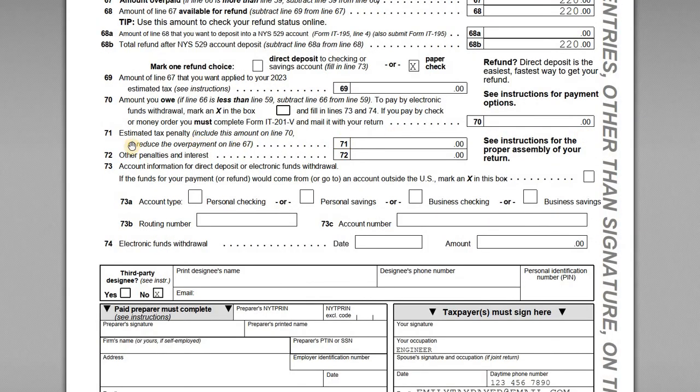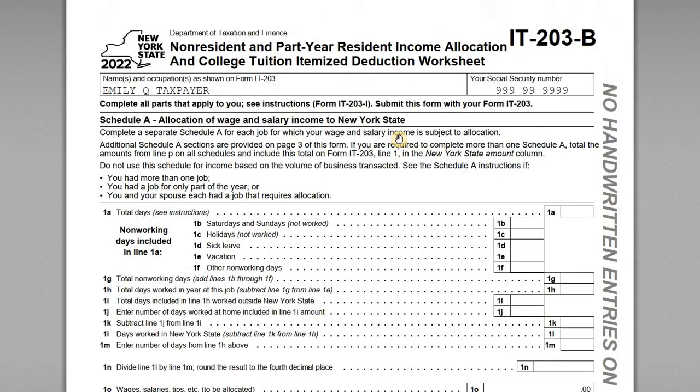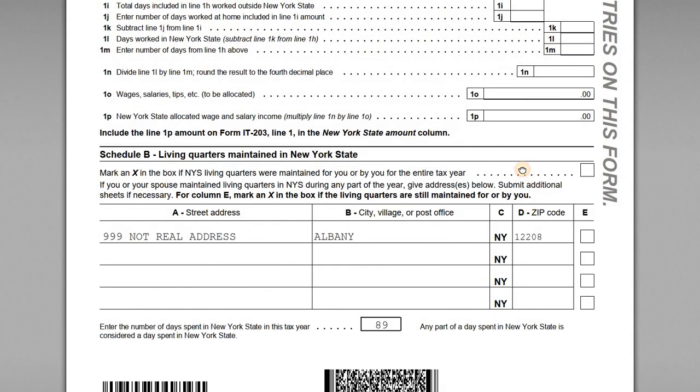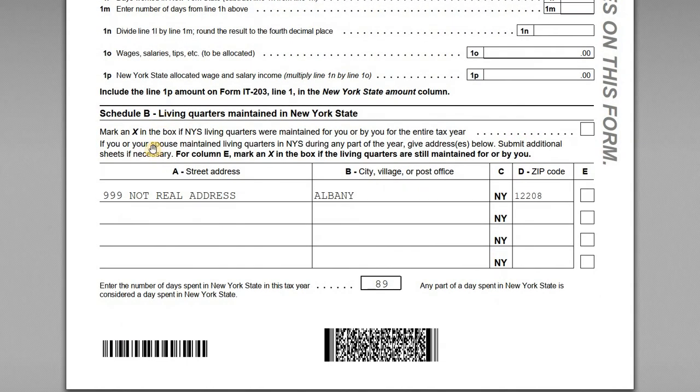All right. Now, the last thing that she needed to do was that IT-203B worksheet. So this was required because she did maintain living quarters during the year. So in Schedule B, mark an X in this box if your living quarters were maintained for the entire year. And the answer is no, right? We didn't have it for the whole year. We had it for just part of the year.